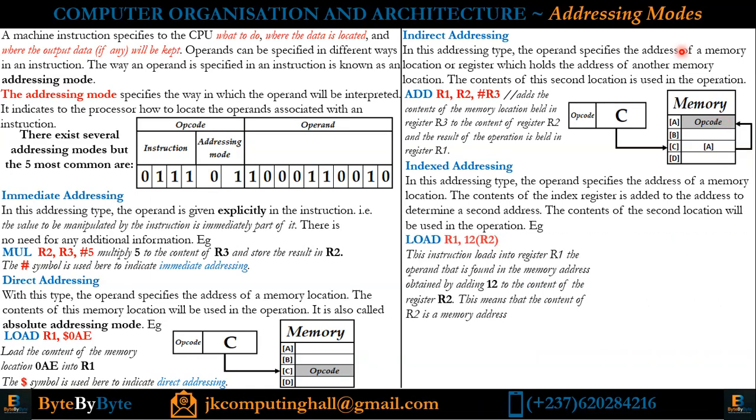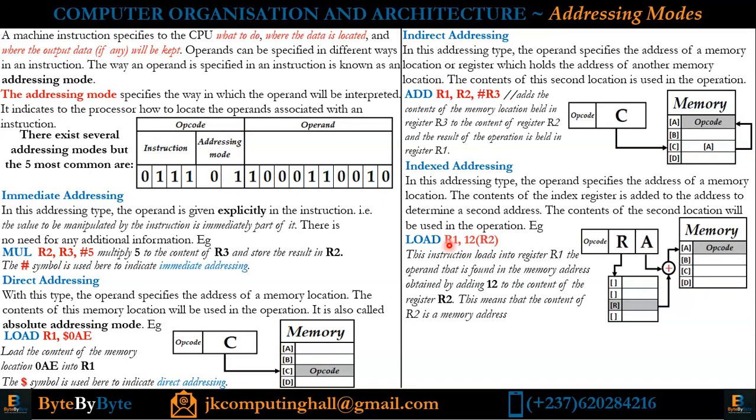So for example, load R1, 12 into R2. This instruction loads into R1 the operand that is found in the memory address obtained by adding 12 to the content of register R2. So if R2 contains, for example, 13, then I will load the content of memory location 25, that is 13 plus 12. That is what will be loaded into R1. And this is the illustration.